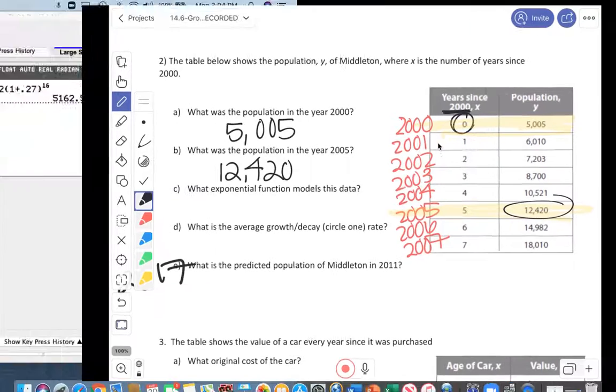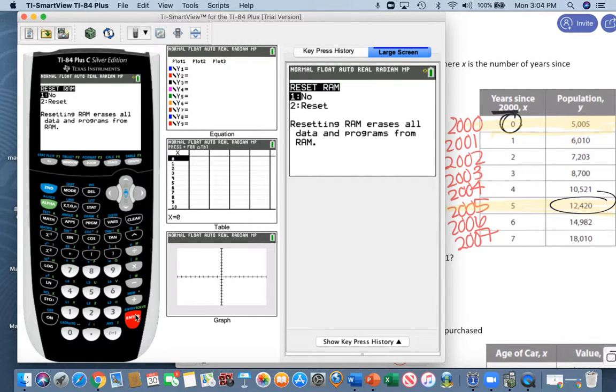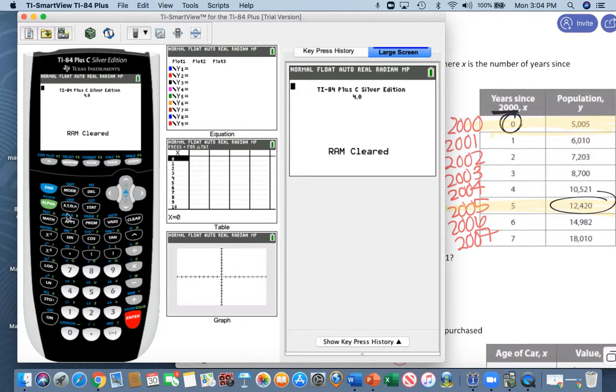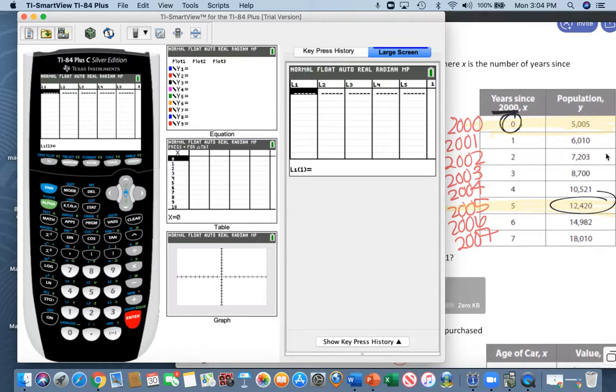It says, what is the exponential function that models this data? So now I've got to take this data and plug it into my calculator and do StatCalc 0 because it's an exponential function. I'm going to clear my calculator, and I'm going to press stat, enter. In my L1, I'm putting in all my x values: 0, 1, 2, 3, 4, 5, 6, 7. In L2, I'm putting in all of my y values.